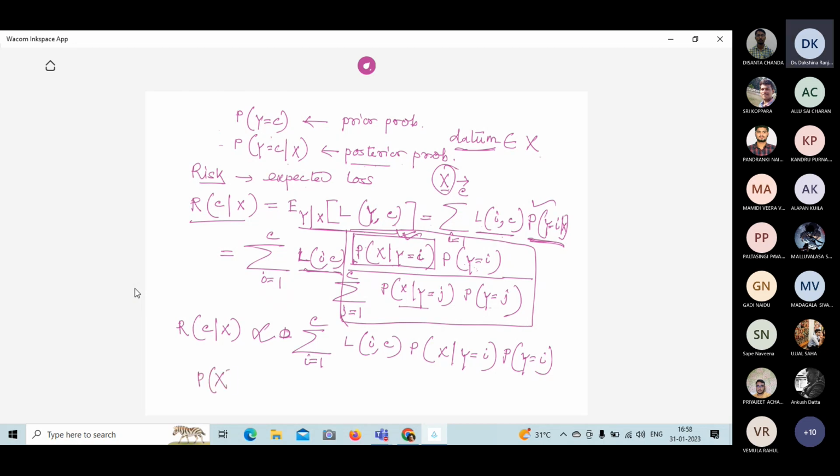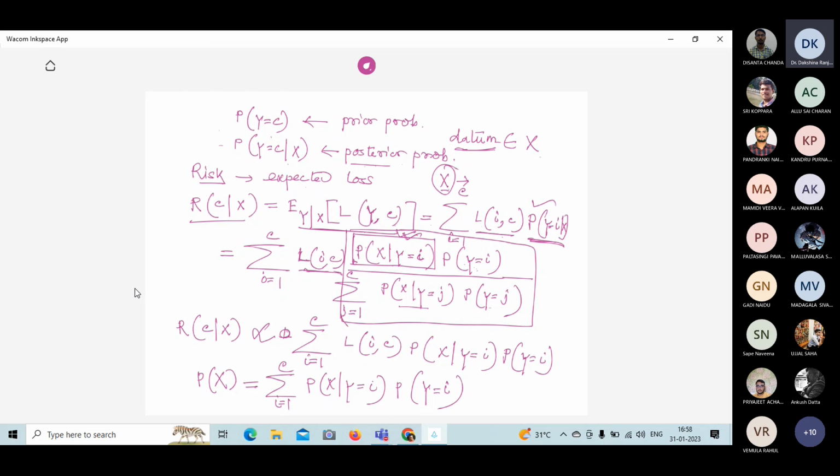So here P of X is the marginal probability that we get in the denominator. Instead of writing P of X, we wrote the summation over the multiplication of likelihood and prior probability. So here P of X can be given by summation over I equals 1 to C of probability of X given Y equals I multiplied by probability of Y equals I. Okay.